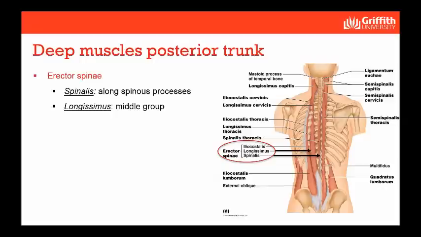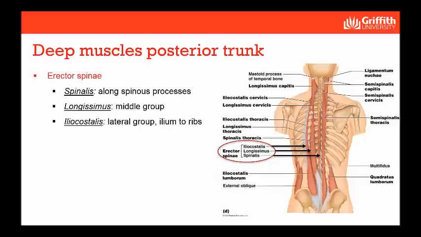The longissimus muscles are the intermediate or middle column of the erector spinae group, originating and inserting on the transverse processes of the vertebrae. The iliocostalis group is the most lateral column, arising from the iliac crests and the ribs, and inserting on the transverse processes of the cervical vertebrae and superior ribs.